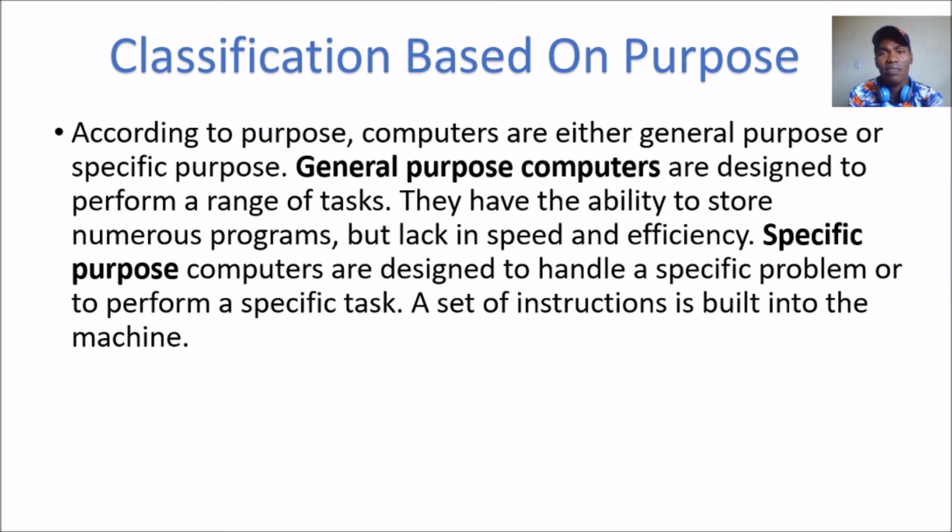So if you look at it, the word general means more than one, everything, and the word specific means just a particular task. The classification of computers based on purpose are just two: we have the general purpose and the specific purpose.